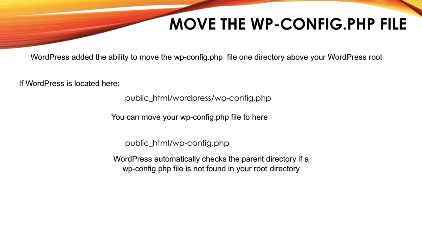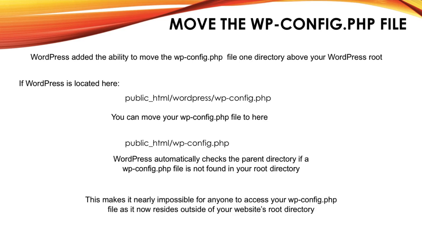And by doing this, WordPress automatically checks the parent directory if a wp-config.php file is not found in your root directory. It means that inside your root directory, where you have installed WordPress, it will check for the wp-config.php file. If it couldn't find it, it will go one step back and try to find it in the parent directory of your WordPress installation, and if it finds it, it will work normally. So this makes it nearly impossible for anyone to access your wp-config.php file, as it resides outside of your website root directory.